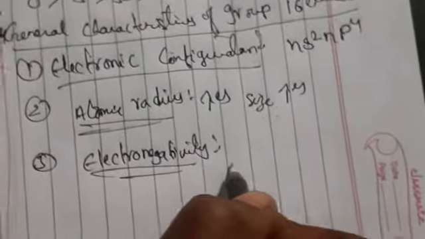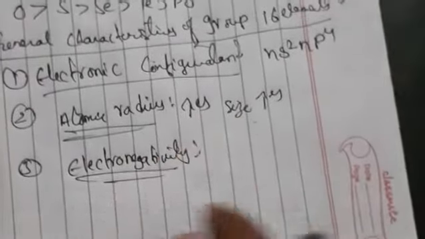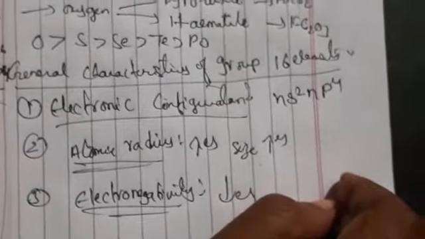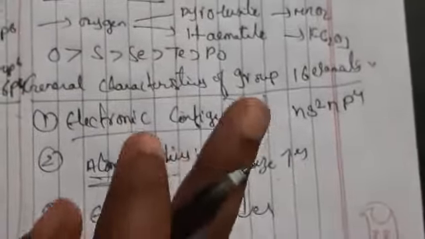Electronegativity decreases from oxygen to polonium. Oxygen is the second most electronegative element, we can say. The electronegativity values decrease from top to bottom, and oxygen is the second most electronegative element here.